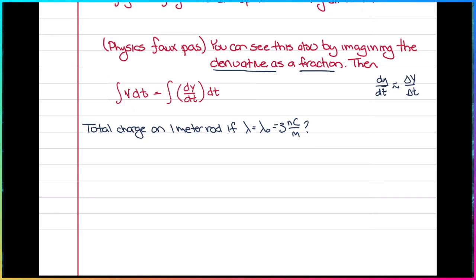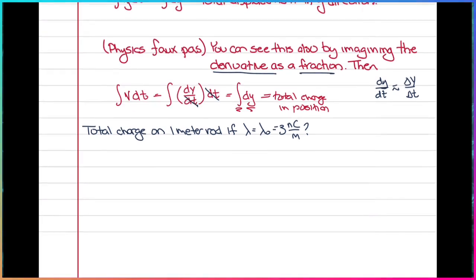And that's because, while this is a faux pas, it works as long as you know what you're doing. If I think of it like a fraction, then I can say, okay, the delta t's cancel. And then it seems like this becomes an integral over just dy. But I know, by what we've just been talking about, this just means add up a bunch of small little changes in my position. So if I add up all my little changes in position, that's of course my total change in position, which is indeed the case.